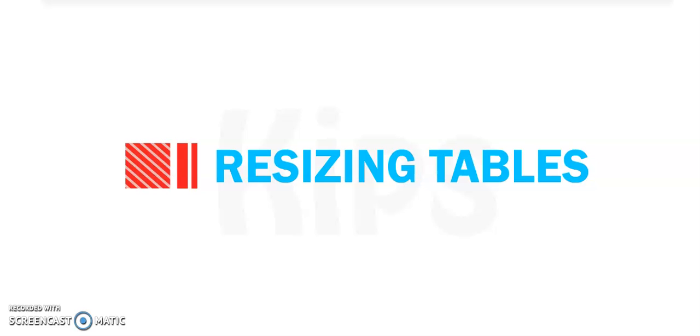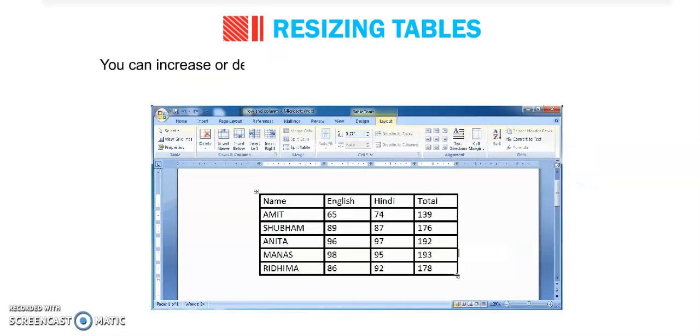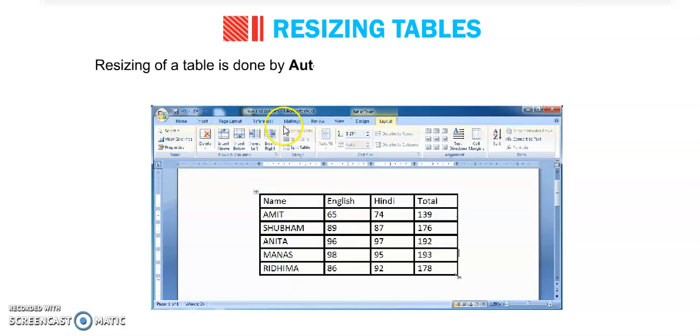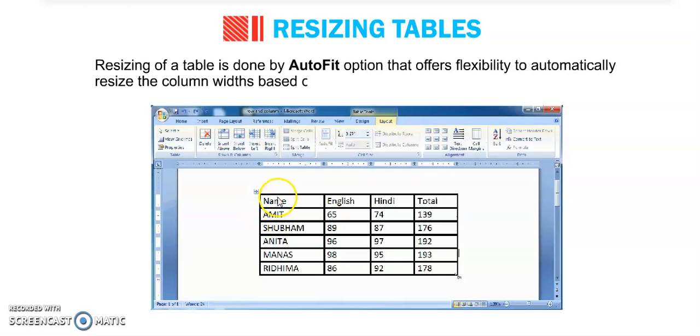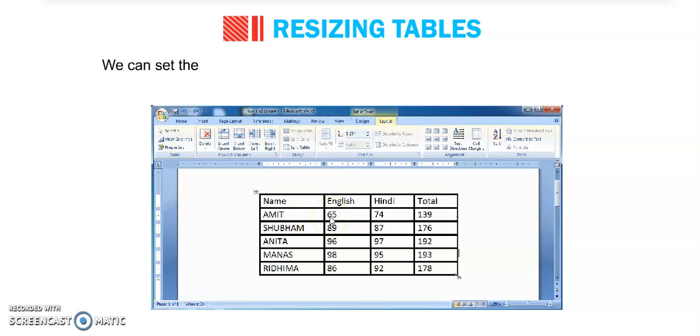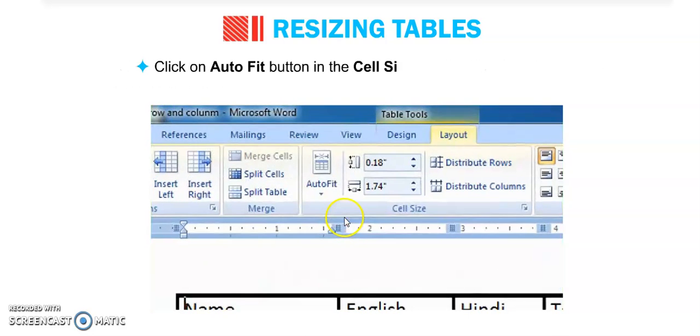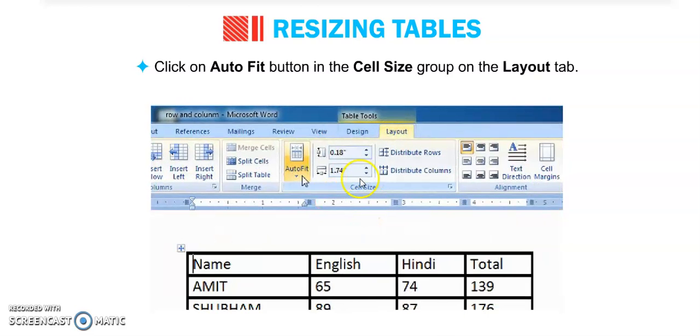Now next is resizing the table. We can increase or decrease the size of a table. We can resize the table manually by using a handle, but Word also offers a ready-made solution to resize the table. Resizing of a table is done by the AutoFit option, which offers flexibility and automatically resizes the column width based on the size of the text in them. Now we can set the table width based on the window size or convert it back to fixed column width. Click on the AutoFit button in the Cell Size group on the Layout tab.